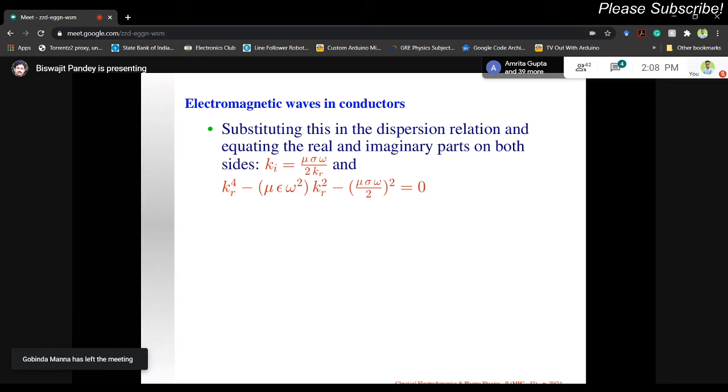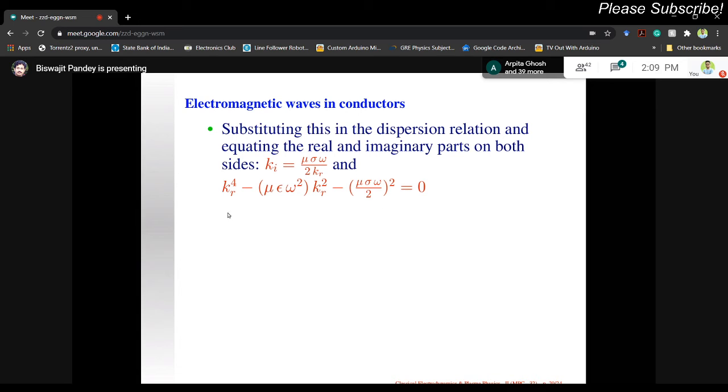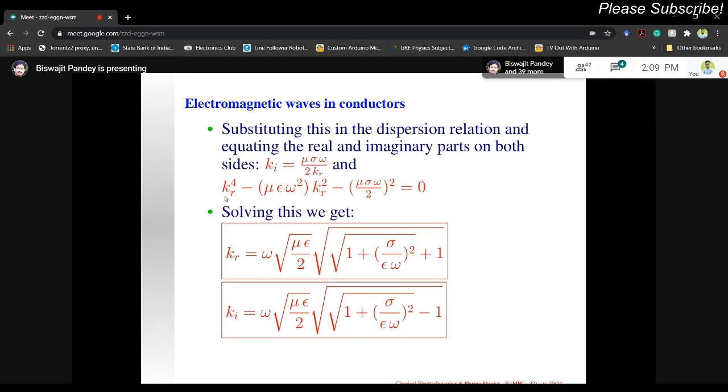A is 1 here, b is minus mu epsilon omega square, and c is minus of mu sigma omega by 2 whole square. So if you note down the values of a, b, and c, you can write down the solution. The solution is here: kr square is, as usual, minus b plus minus root over b square minus 4ac by 2a. And if you simplify that, you will get a plus or minus, so basically you have to choose one of them. So this is kr. By solving this quadratic equation, you can get this kr.